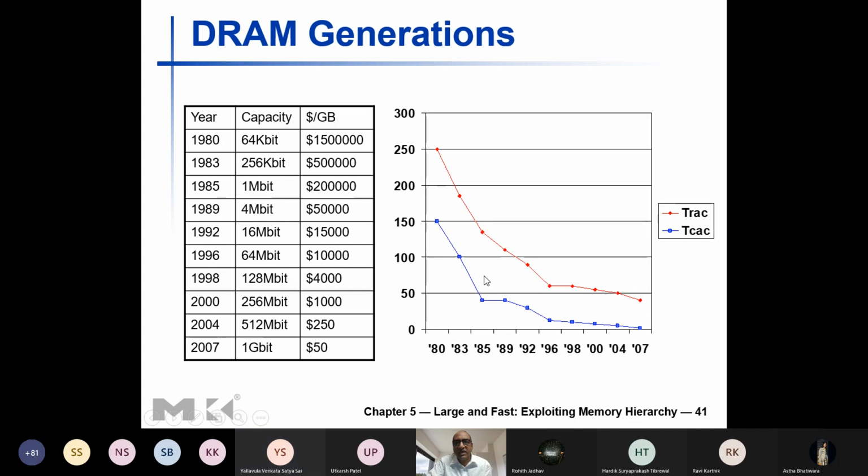And then within a row, accessing a column within a row, this was the time, the blue curve, which shows accessing a column within a row. This is also in terms of nanoseconds. First you identify the row, and then from that row you can fetch the desired column if it is required. So the red curve plot shows the access time corresponding to a row, whereas the blue curve corresponds to the access time for a column within a row.